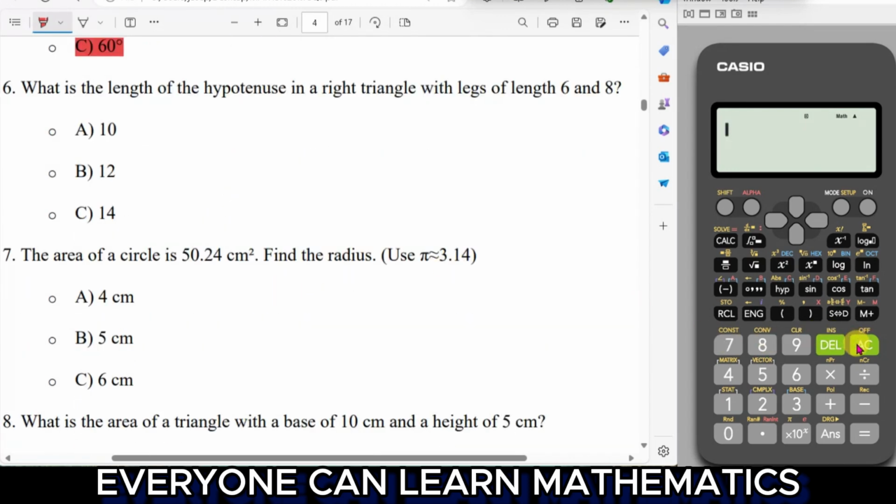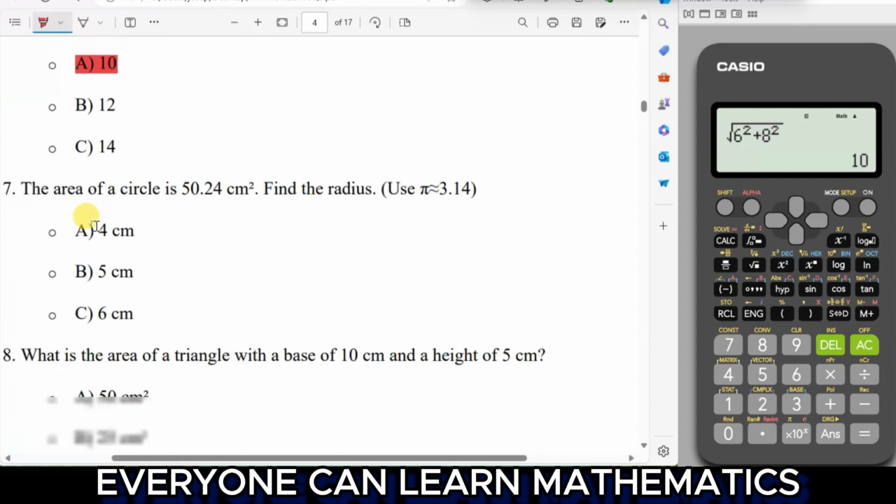So I will have the root of 6 squared plus 8 squared, and this is going to be equal to 10. The correct answer here is 10, because 6 squared is 36 and 8 squared is 64, and that sums up to 100, and the root of 100 is 10.